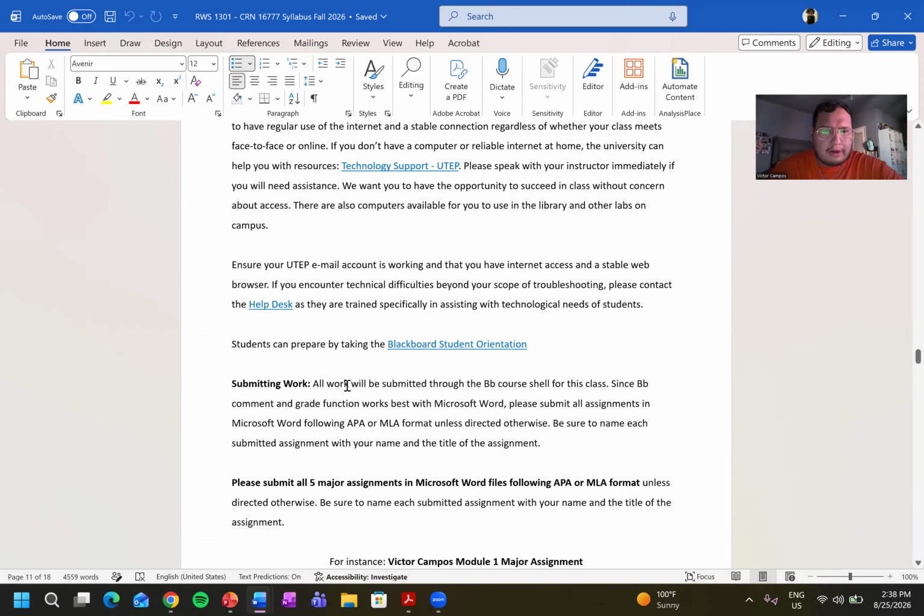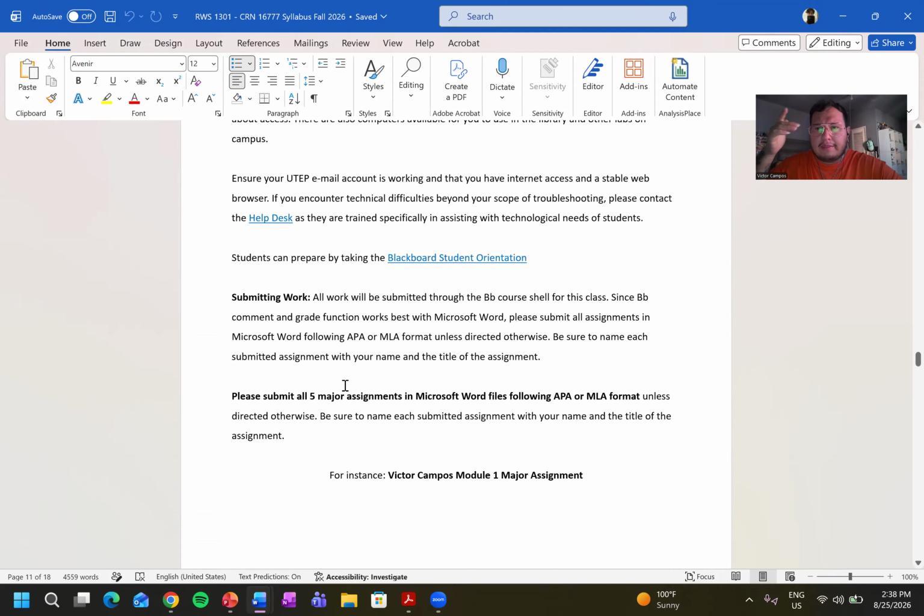Now, for submitting work, specifically the major assignments, I need the major assignments to be Word files, okay? So no links like Google Docs or Word Online. I don't need those. I only need Word files. If you don't have Microsoft Office applications like Word installed on your laptop, they are free for you as a UTEP student. Just go to the Technology Support Center website, or even in person, and just download the programs. They're free. Just use your UTEP credentials pretty much.